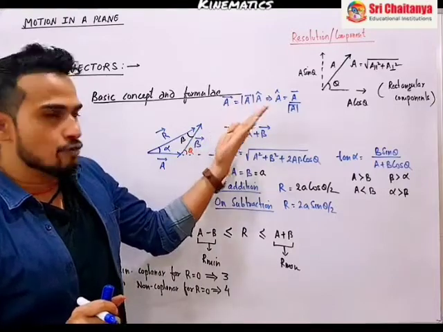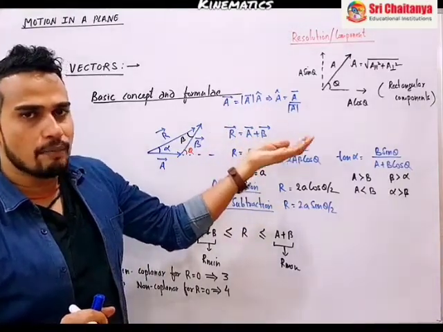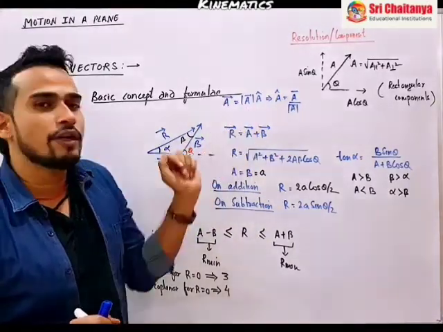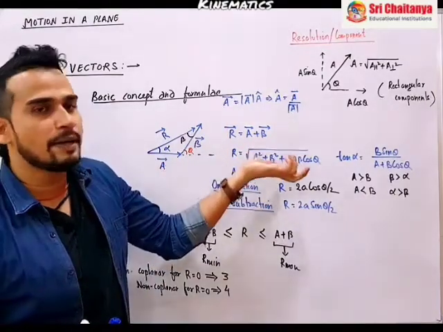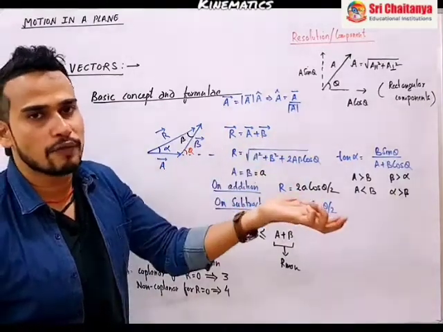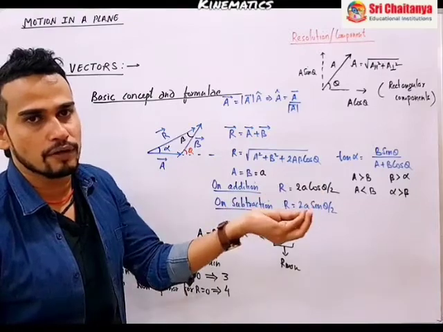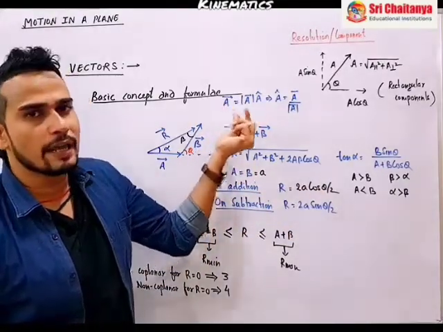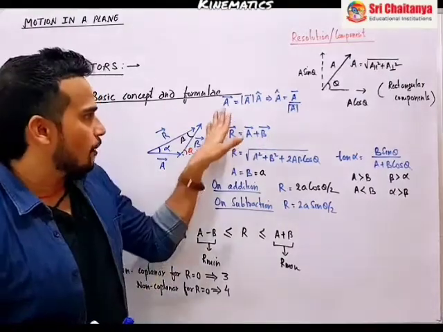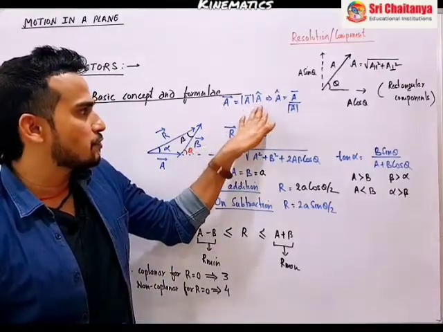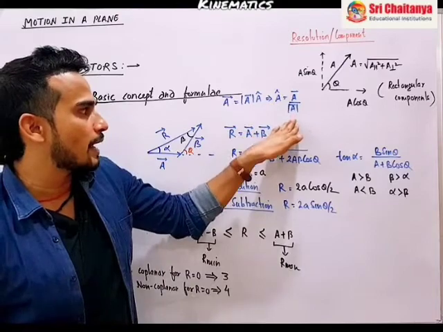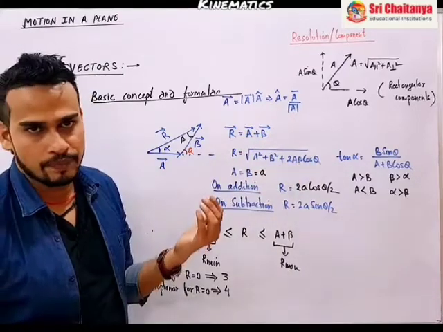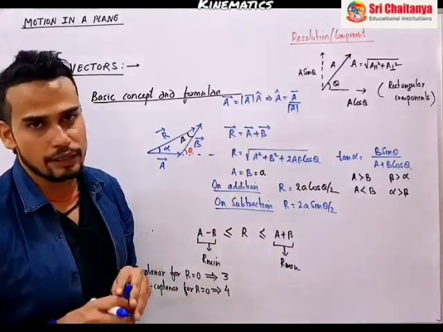They may give you tomorrow the vector 2i cap plus 3j cap plus 4k cap, and ask you to find the unit vector. So the vector divided by its magnitude. I think everyone knows how to find the magnitude of a vector: under root of 2 square plus 3 square plus 4 square, that is, the coefficients of i cap, j cap and k cap. So every vector will be written as magnitude into direction. Direction will be vector by its magnitude. Magnitude you can find.